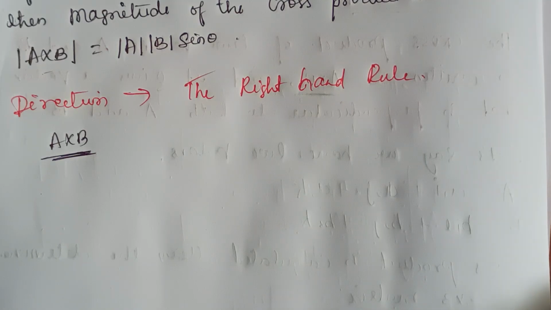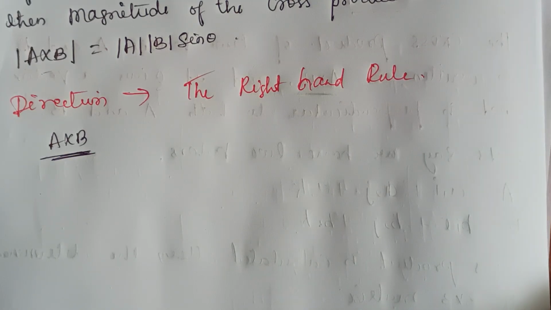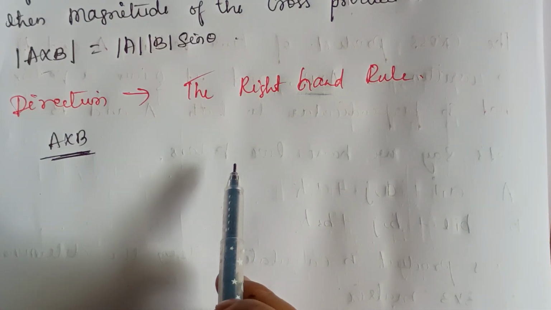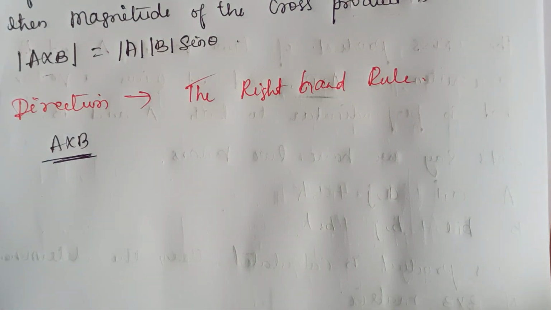Then the result is always perpendicular to the plane formed by A and B. And that's the cross product in a nutshell, a powerful tool in physics, engineering, and computer graphics.